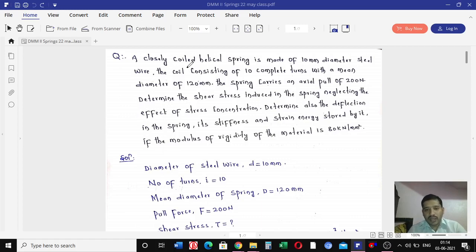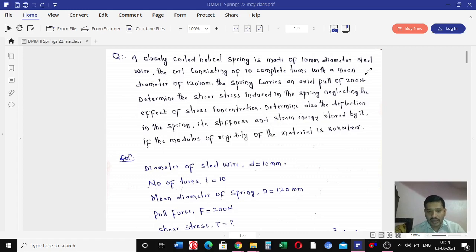The spring carries an axial pull of 200 Newton. How much here? The spring carries an axial pull of 200 Newton. So the pulling force, in the sense we are applying a tensile force. Which force is acting here? Tensile force is acting on the spring, 200 Newton.